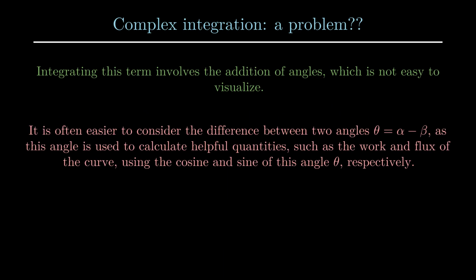Integrating this term involves the addition of angles, which isn't really easy to visualize. It is, however, easier to visualize the difference between two angles, in this case theta equals alpha minus beta, as this angle is used to calculate helpful quantities, in this case the work and the flux of the curve, using the cosine and sine of this angle. This will make a lot more sense in just a moment when we show this visual, but here, let's introduce the Polya vector field.